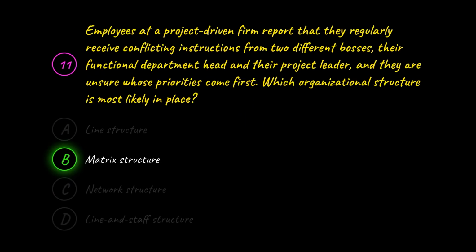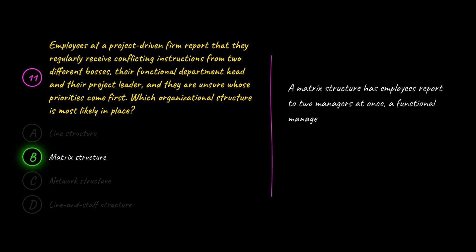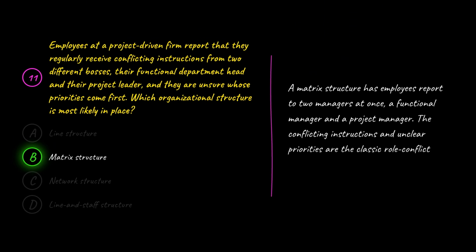The correct answer is B. Matrix structure. B is correct because a matrix structure has employees report to two managers at once, a functional manager and a project manager. The conflicting instructions and unclear priorities are the classic role conflict weakness that dual reporting creates.